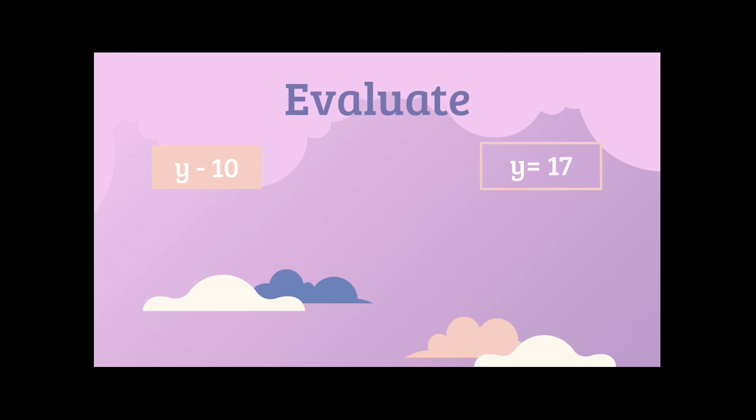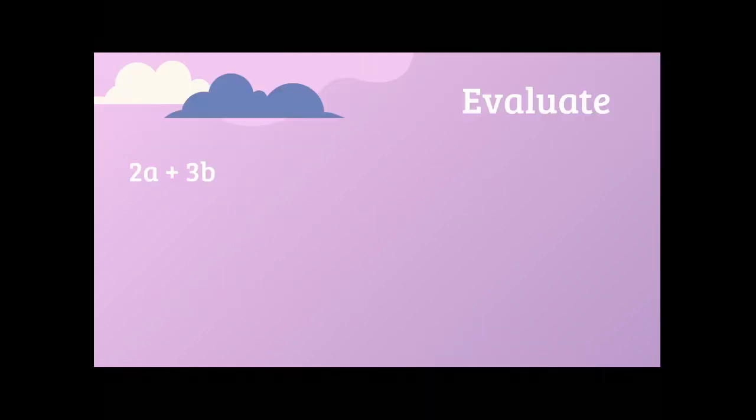Okay, so hopefully you were able to do this one. So you start with y minus 10, and then you just put in 17 where y is. So 17 minus 10 equals 7, and that's all.